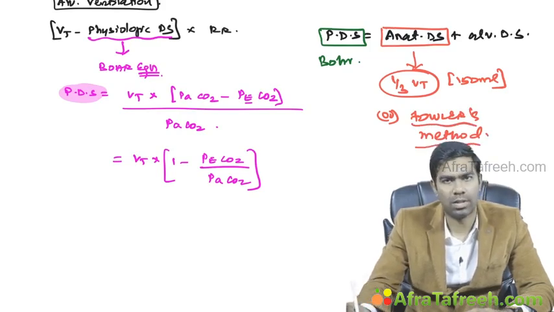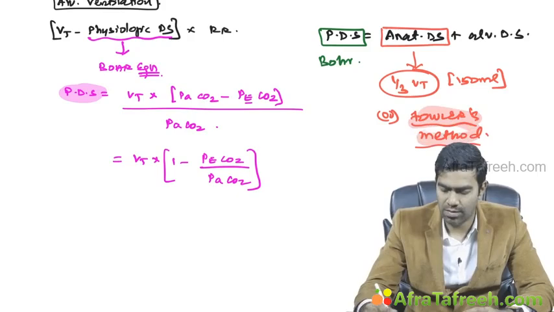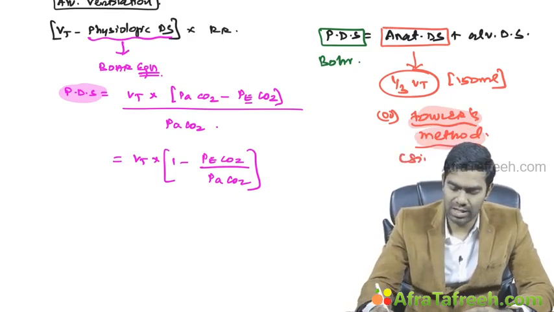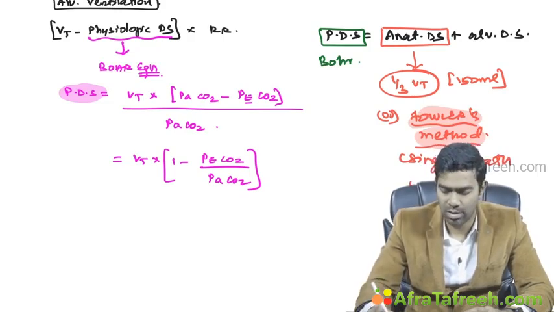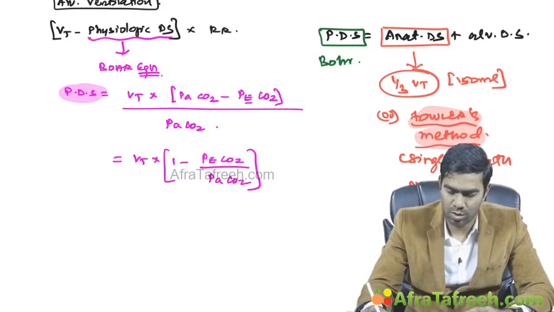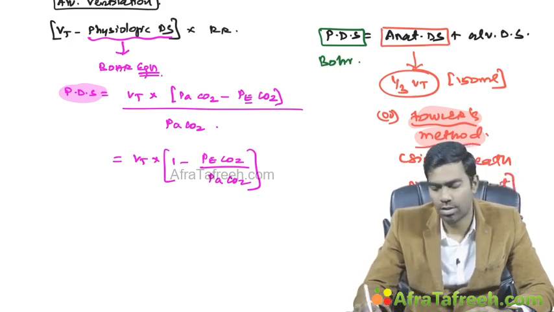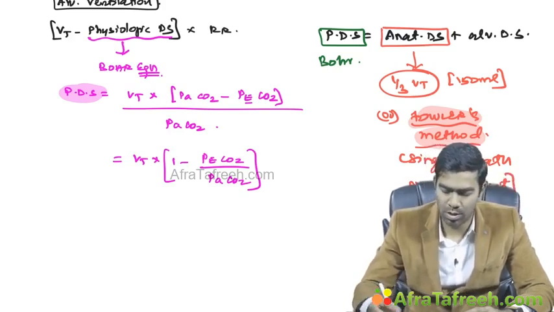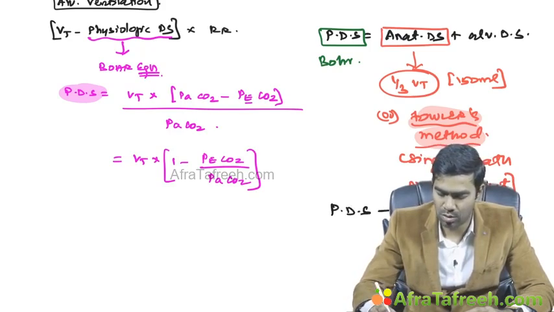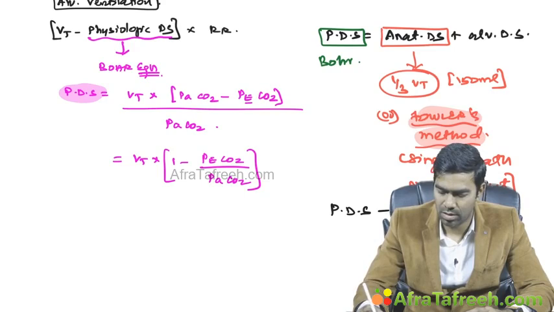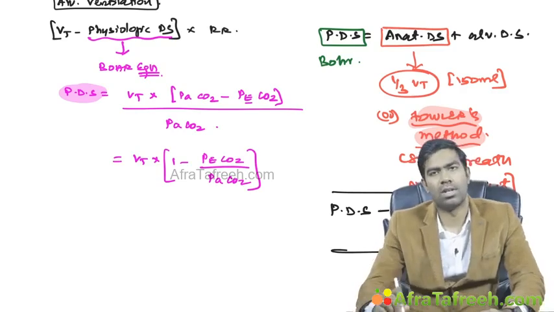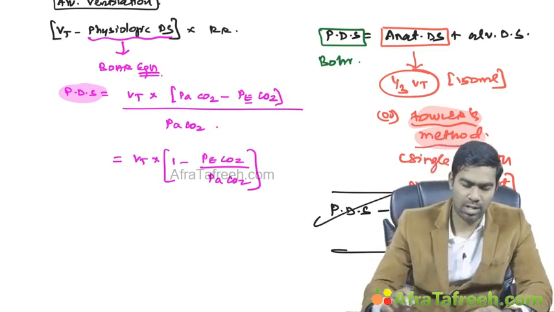This is called the Fowler's method, otherwise referred to as a single breath. That word single is very important. That's a single breath nitrogen washout technique. So this is how you find out the anatomical dead space. The moment you know the anatomical dead space, you also know the alveolar dead space by a very simple formula: it is equal to physiological dead space minus anatomical dead space. Very easy and again very powerful.